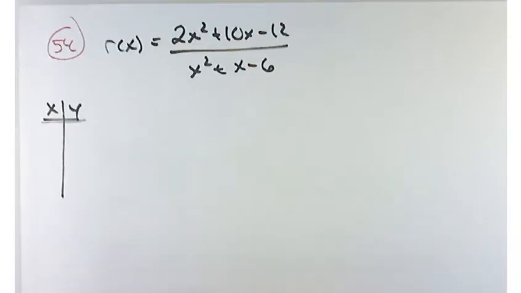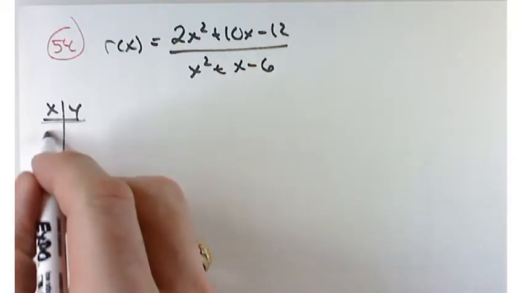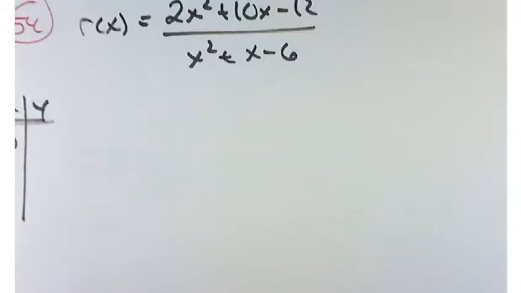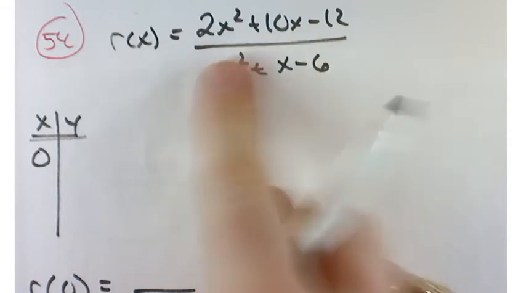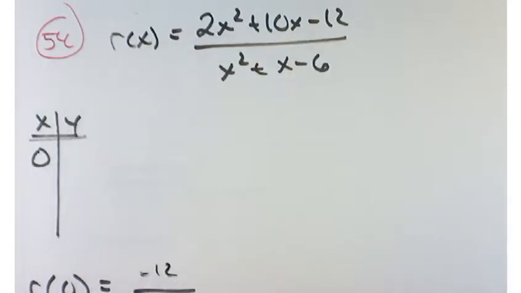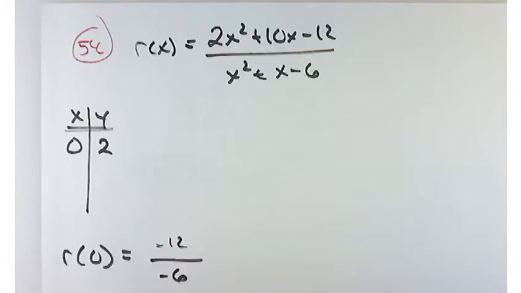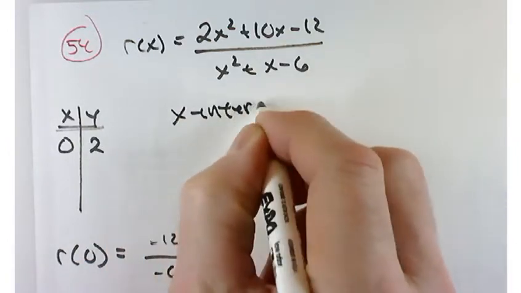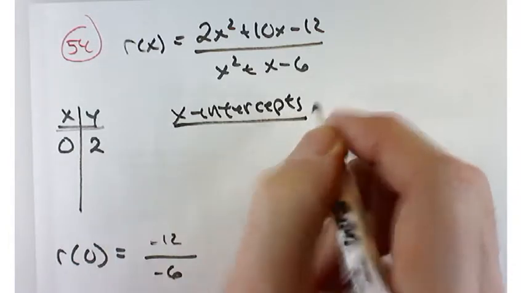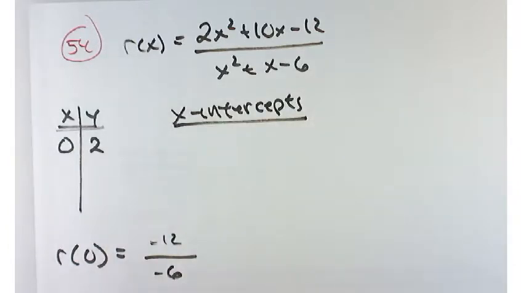I'm hoping that somebody can just read off the Y-intercept. If you put in a 0, so R of 0, there's only going to be two terms that are left, right? -12 over -6, thank you, is 2. How about my X-intercepts? What are the X-intercepts going to be, or how do I find those?